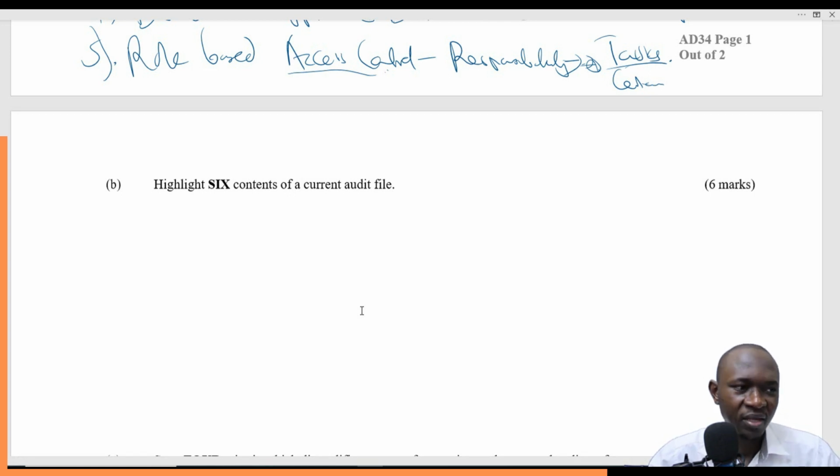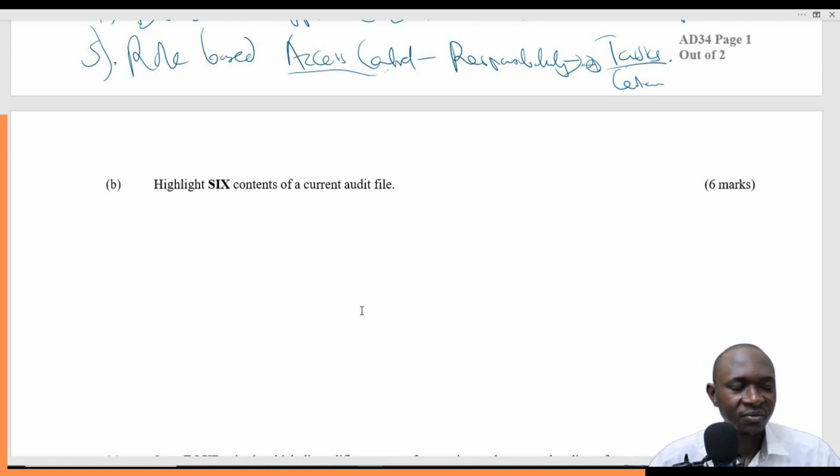Now, normally we have the permanent file and we also have the audit file. Permanent file will hold stuff that is basically supposed to flow over the years, and then the current audit file will hold, in most cases, the working papers that are going to be used in that particular year, the year of audit that you are handling at that particular point in time.